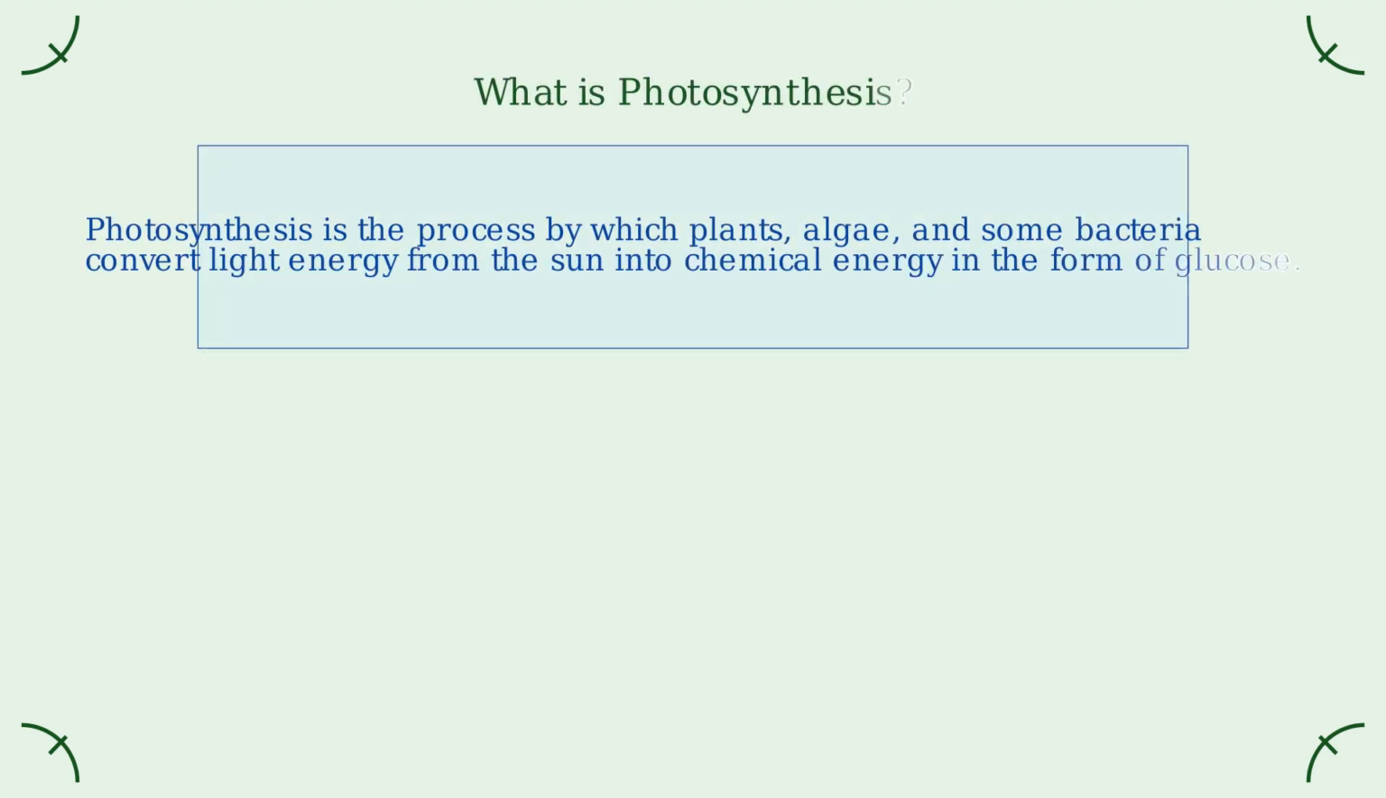Photosynthesis is the process by which plants, algae, and some bacteria convert light energy from the sun into chemical energy. In this process, sunlight is captured and used to transform carbon dioxide and water into glucose and oxygen.